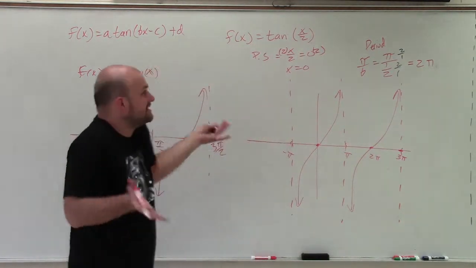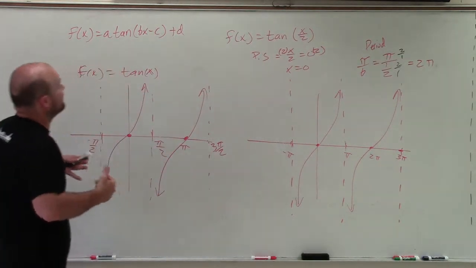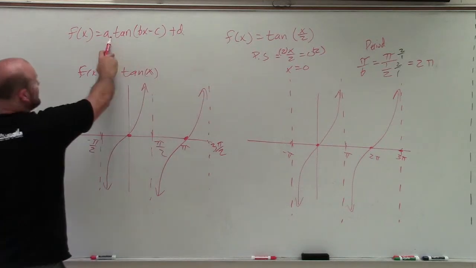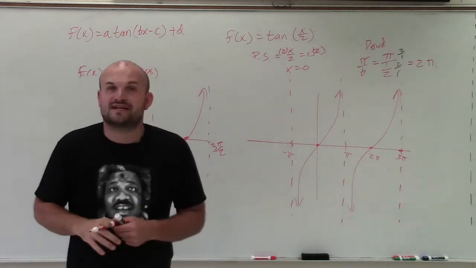And that's the only thing that's affecting our graph. Again, the phase shift, we didn't shift the graph left or right at all. We're not moving the graph up or down by d. We're not reflecting it in any way by a. So that is how you graph tangent of x divided by 2.